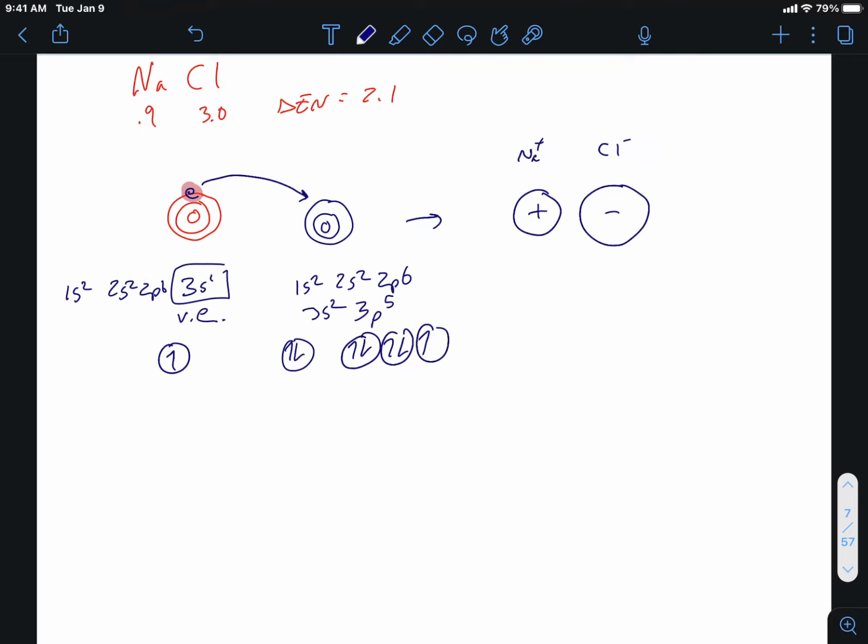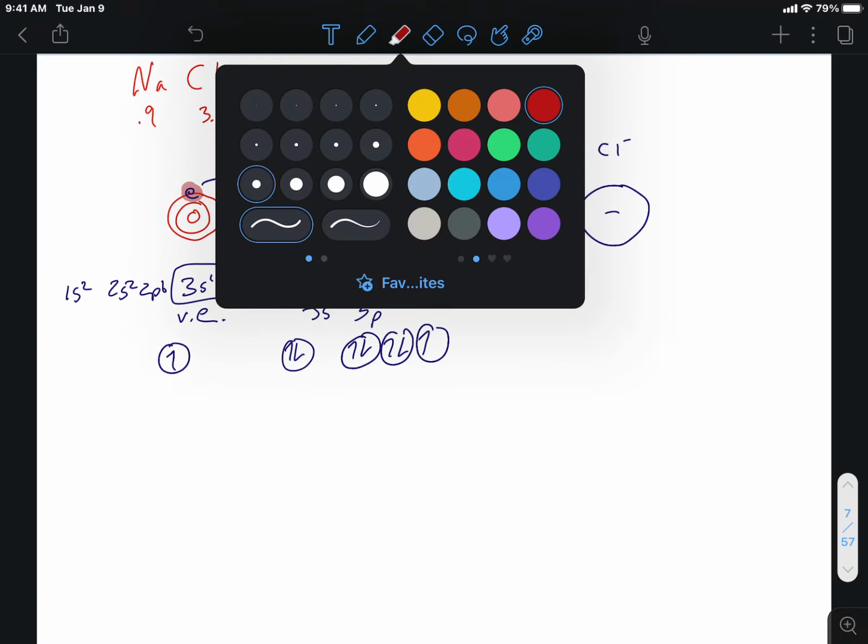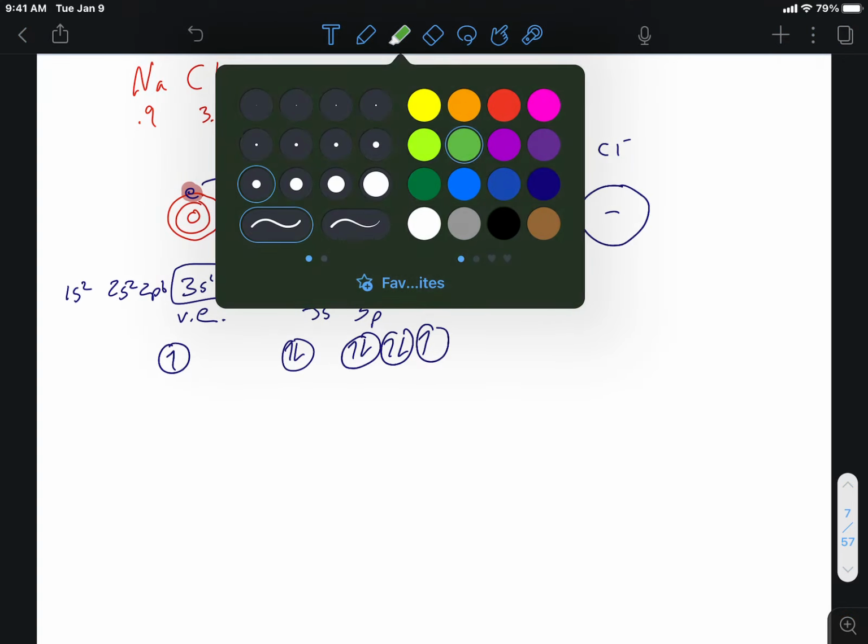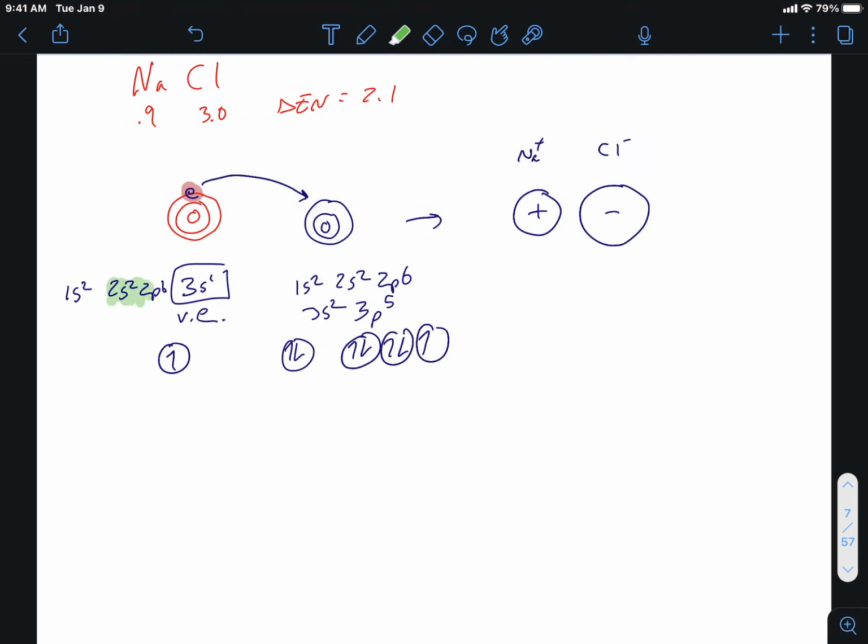Why was it able to take the electron away? It's because chlorine has a really, really high electronegativity. And once they form ions, they are now stable, because now sodium has these guys here. When sodium loses its valence electron, this becomes the new valence shell for sodium. And look, it's got a full octet.